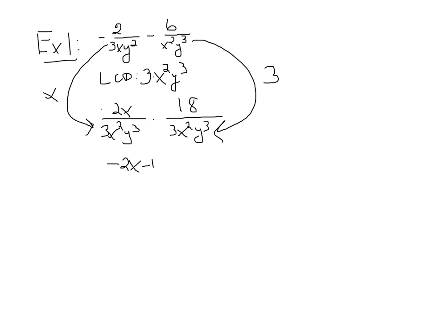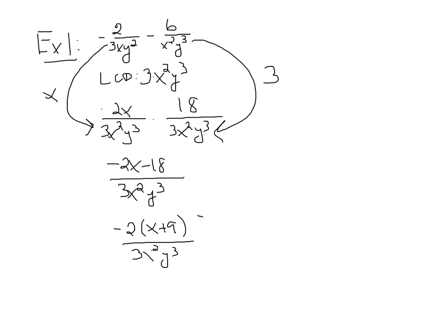So we have negative 2x minus 18 over 3x squared y cubed. We will factor the top to negative 2 times x plus 9. Be careful with your plus sign there. Over 3x squared y cubed. There are no common factors to cancel, so that is our final answer.